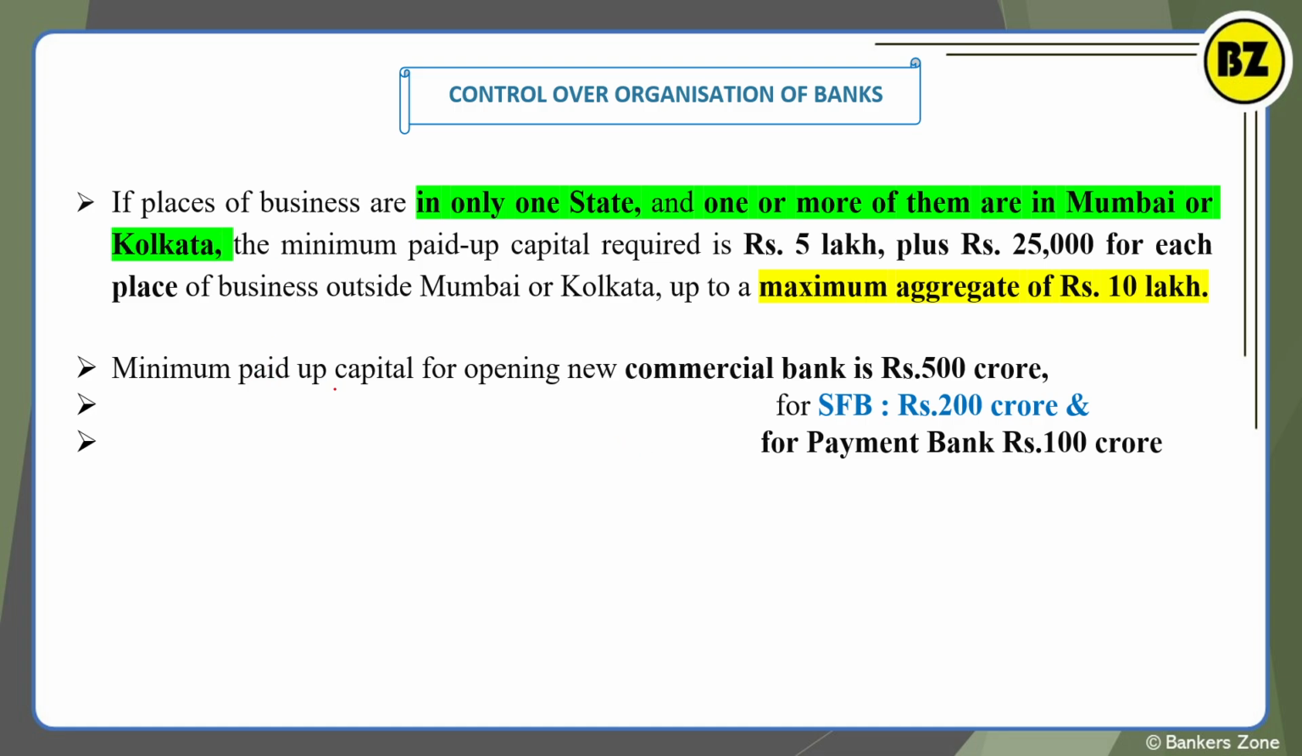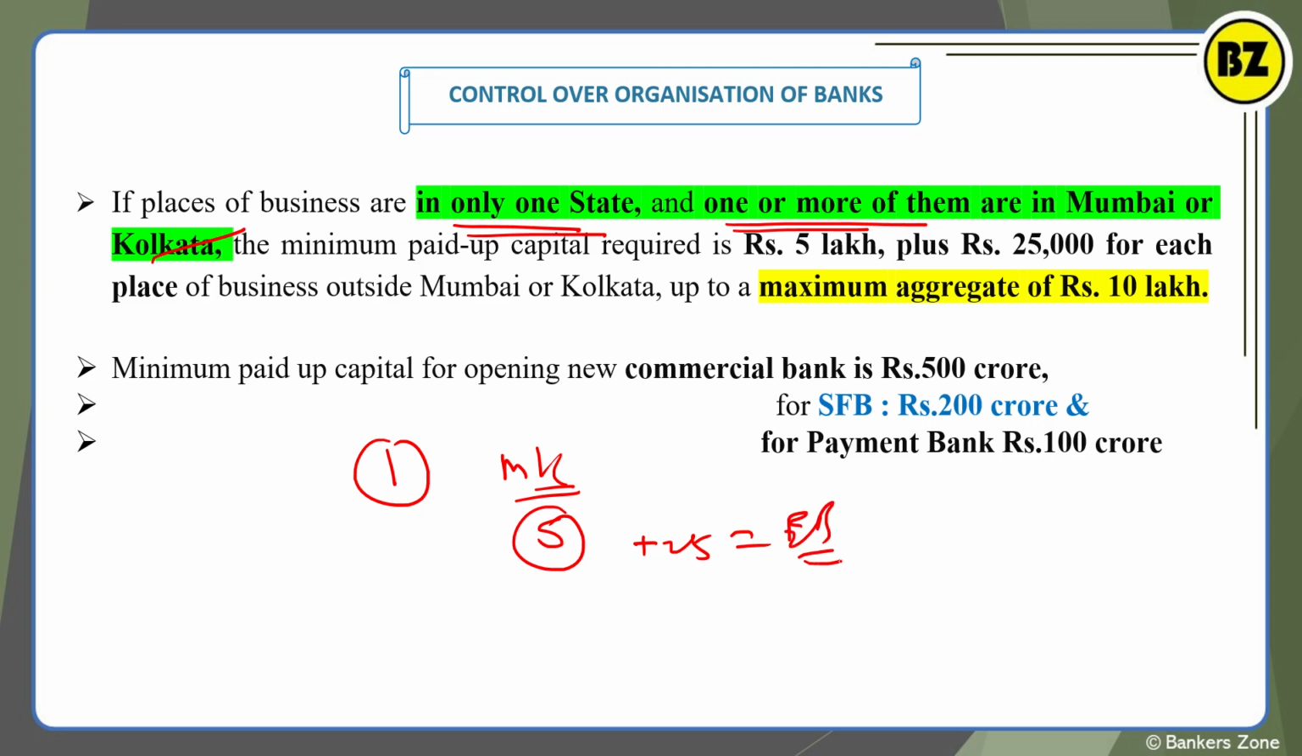See, again one important criterion is there. If the place of business is only in one state, and one or more of them are in Mumbai and Kolkata, that means you are having business in only one state, right? And they are having branches in one or more of Mumbai and Kolkata, right? In such cases, you have to bring 5 lakh. Apart from that, plus 25,000 you have to bring for each place of business which is outside Mumbai and Kolkata. The limit is again, the aggregate limit is 10 lakh rupees.